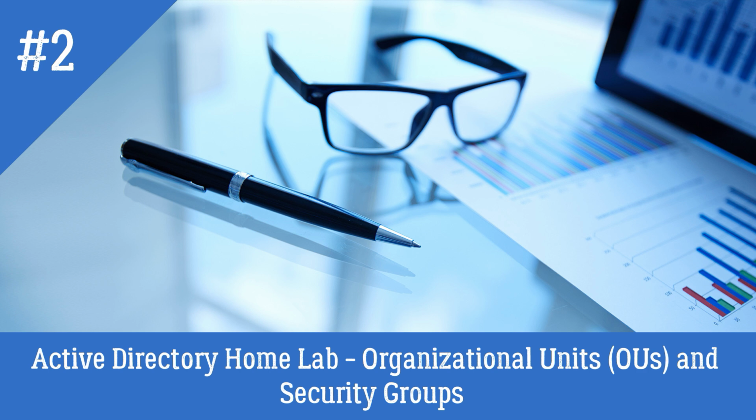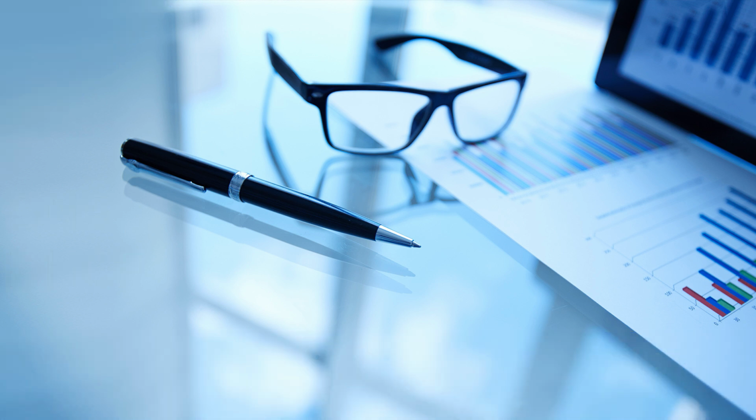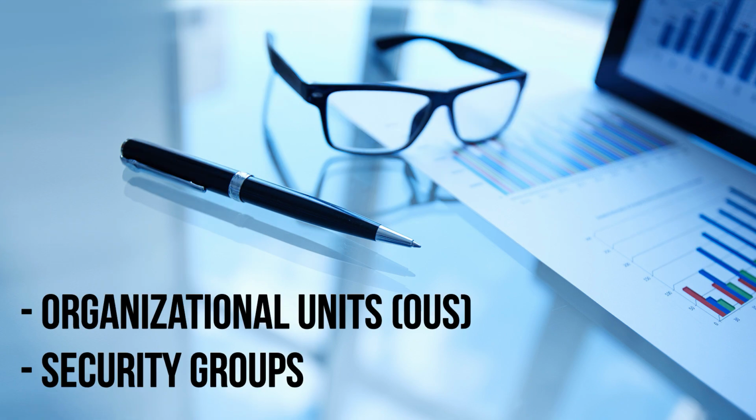In the first video, we successfully laid the foundation. We set up our domain controller, configured core services like DNS and DHCP, and successfully joined our Windows 11 client to the domain, which was mydomain.com. Now that we have the foundation ready, it's time to build the internal structure and the security system of Active Directory. Today, we're diving deep into two critical components: organizational units, also known as OUs, and security groups.